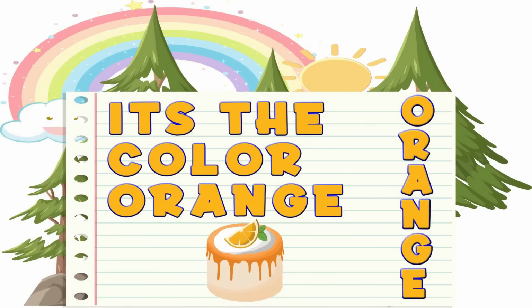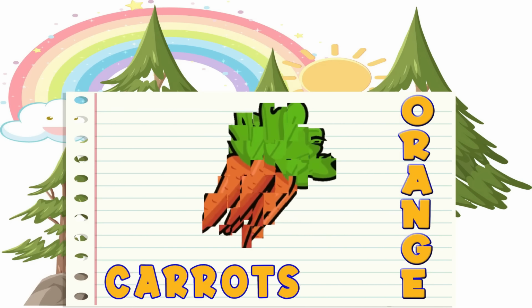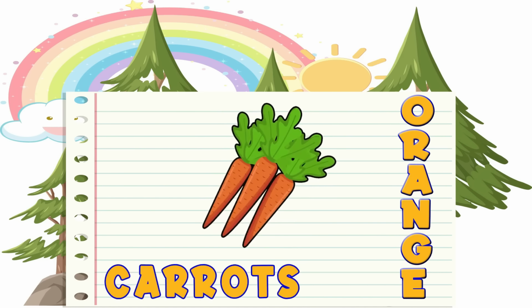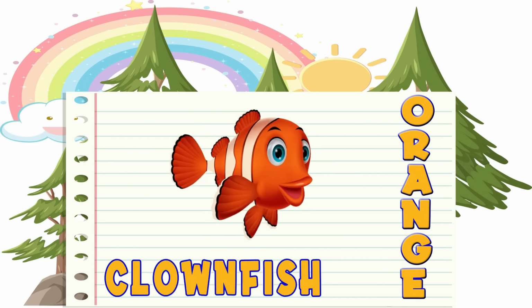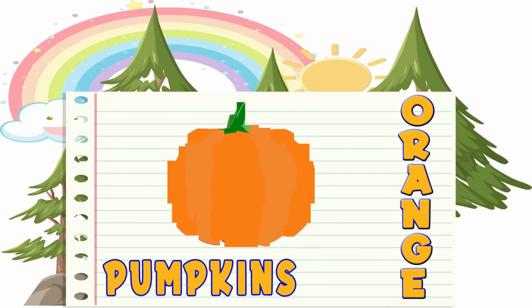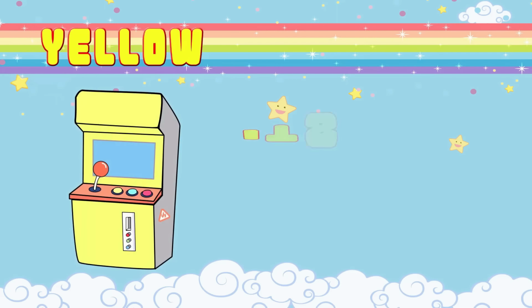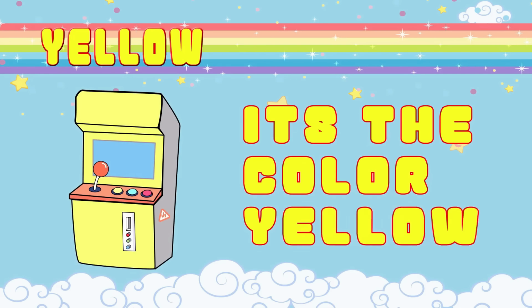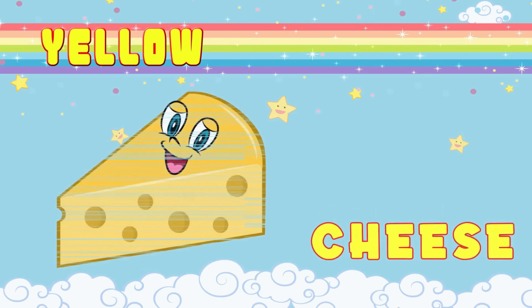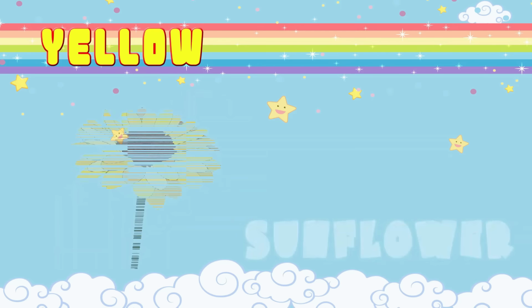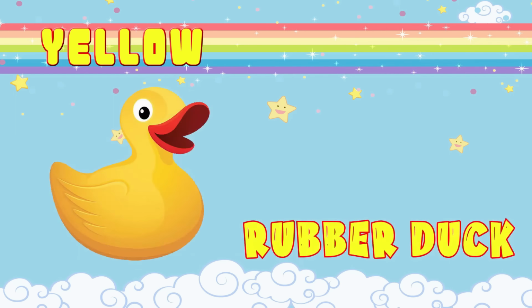It's the color orange. Tiger. Carrots. Basketball. Clown fish. Pumpkins. It's the color yellow. Sunflower. Rubber duck.